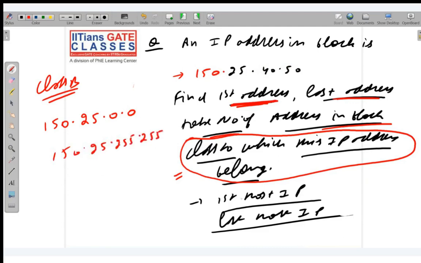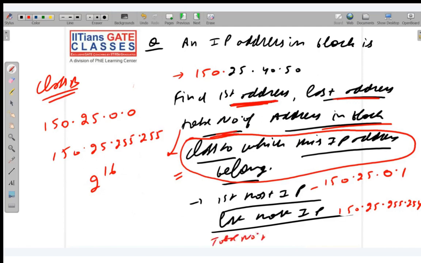Okay. Class we have done. First host IP address: 150.25.0.1. And here, 150.25.255.254. Okay, number of hosts. Total number of addresses 2 power 16. They are saying total number of addresses, 2 power 16, because 2 octets we have moved. And whatever total number of hosts? 2 power 16 minus 2. Any doubt here?